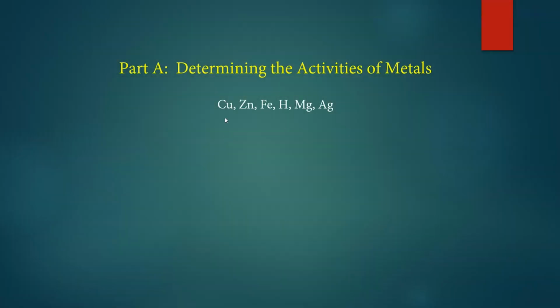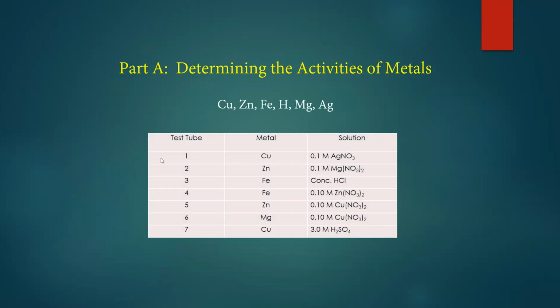These are the 6 elements that you're going to be investigating in Part A of the reaction. 5 of them are metals, the copper, zinc, iron, magnesium, and silver, but we're also using hydrogen as one of our elements. Now, hydrogen is not a metal, but what it has in common with metals is it forms a positive ion. So a hydrogen ion and a metal can trade places just like two metals can do. So these are the 7 reactions that you're going to be carrying out.